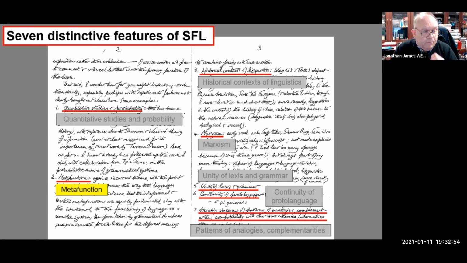What is metafunction? We said that language has certain purposes for which we use language. And what we're saying is that every language, English, Chinese, Japanese, Spanish, French, whatever, all of these languages have these three metafunctions. All languages have to have a way of talking about the world and your experience of the world. All languages have to have a way to relate to others. And all languages have to have a way to create the discourse.